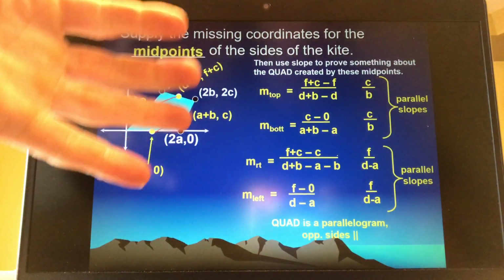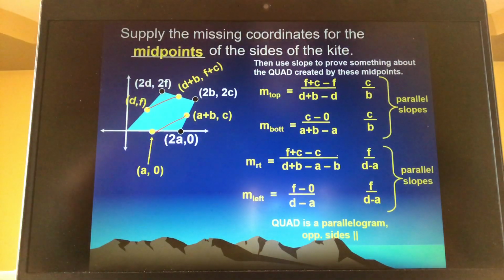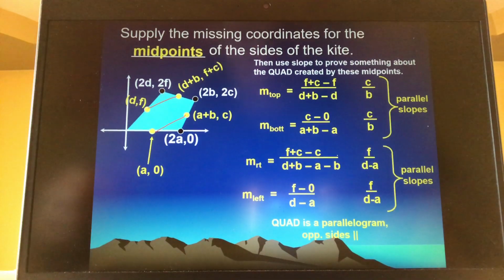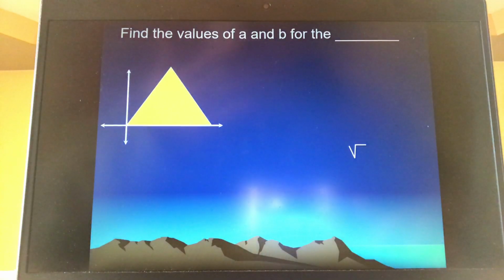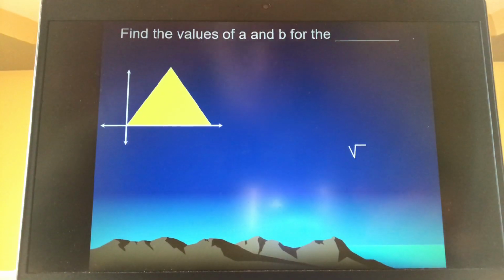This is an example of a coordinate proof. This could have been proven using two-column proofs, a totally different method. Everything we're proving with coordinate proof, we could prove with two-column proofs. It just looks different. The format looks different. So here's the idea on this one.